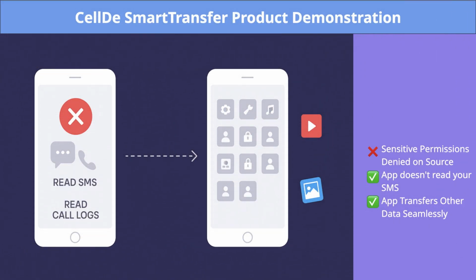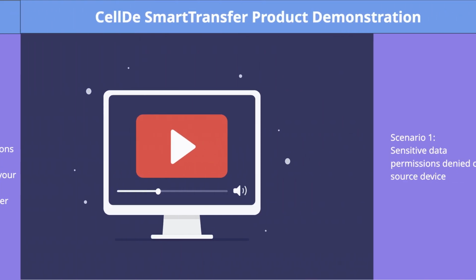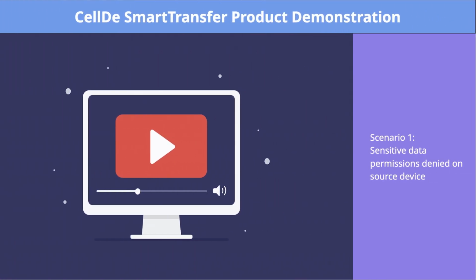In this scenario, we'll see what happens when certain sensitive permissions, such as read SMS or read call logs, are denied. The application will disable the transfer of these specific data types for the session and proceed to transfer only the items for which permissions have been explicitly granted. Let's take a look through a quick video demonstration.